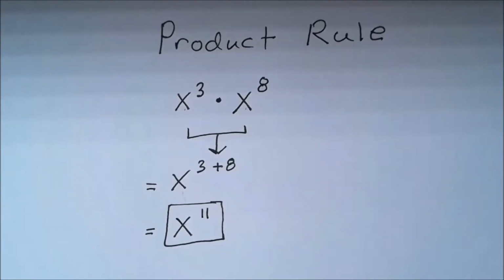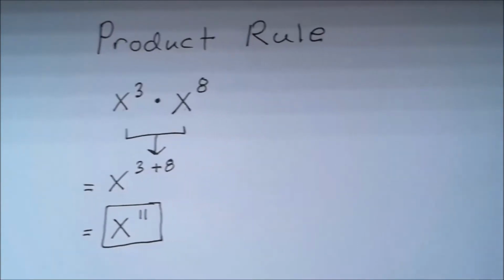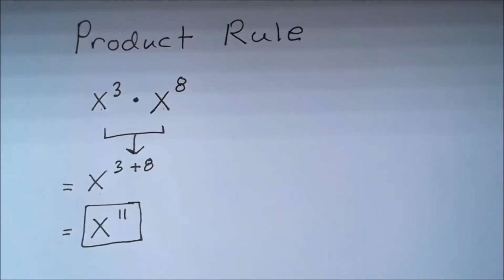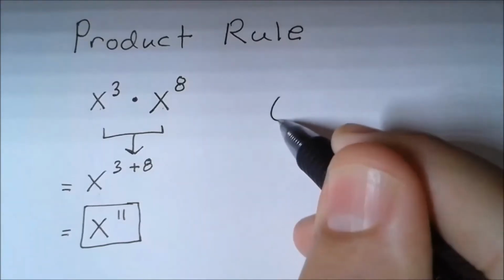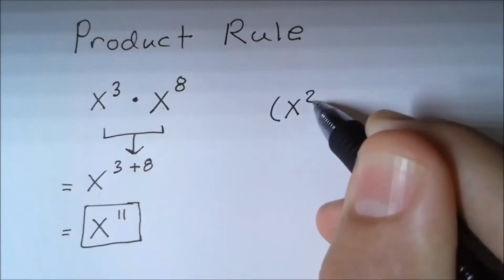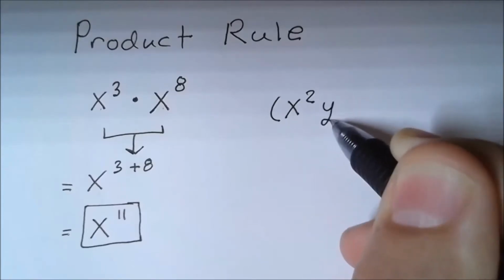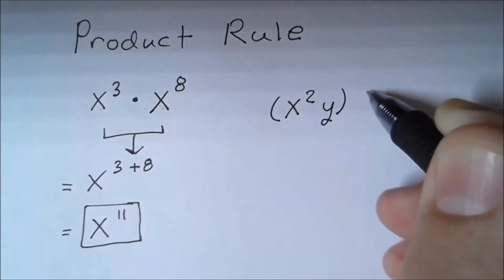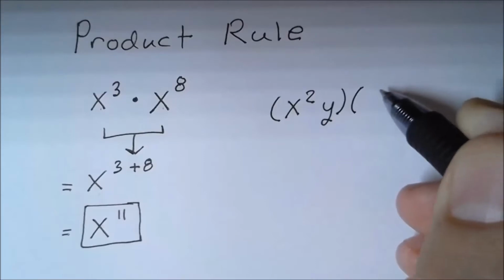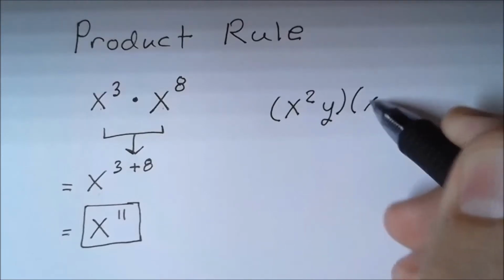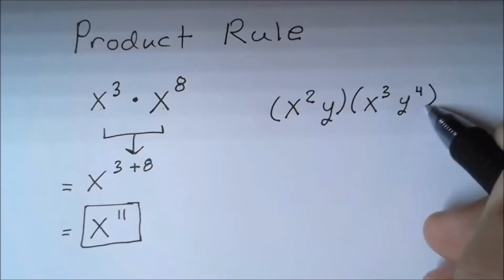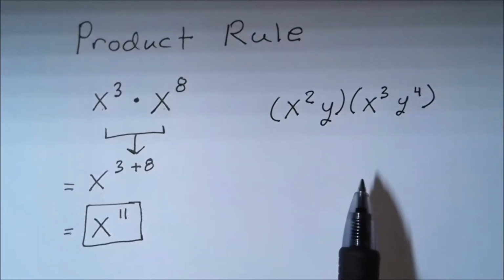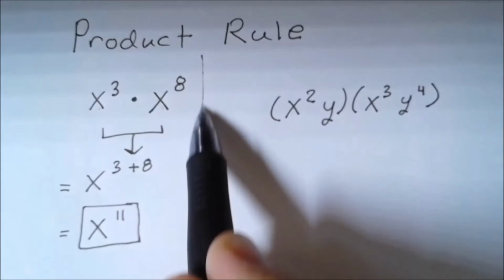So let me give you one more example of the product rule. So say we had one that was a little bit more complicated. For instance, if we had x squared times y, close parenthesis, and then we have x cubed times y to the fourth power. This problem is a little bit more complicated. I'm going to draw a line real quick.